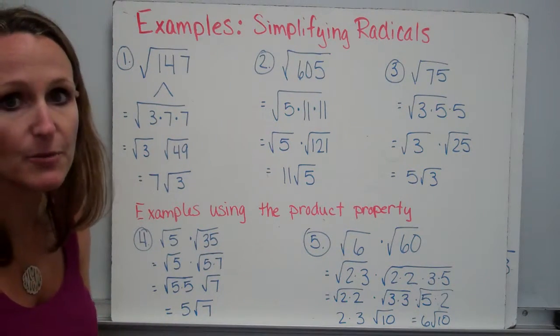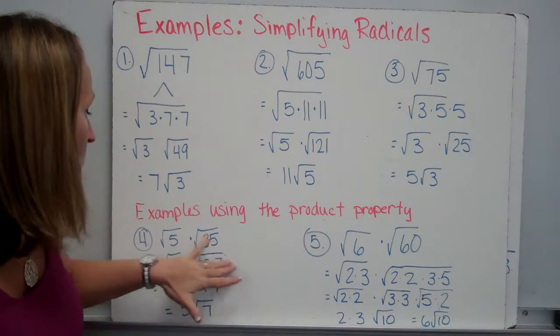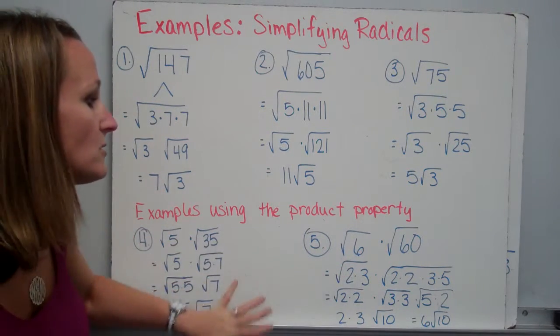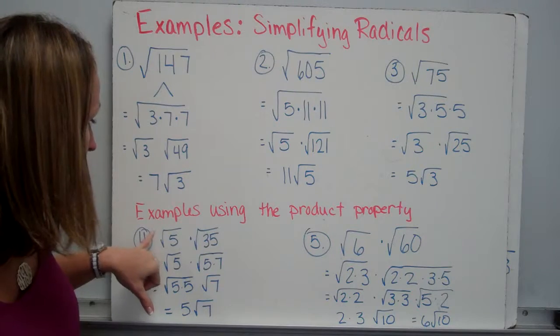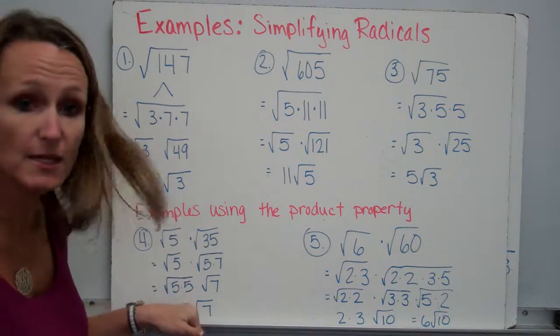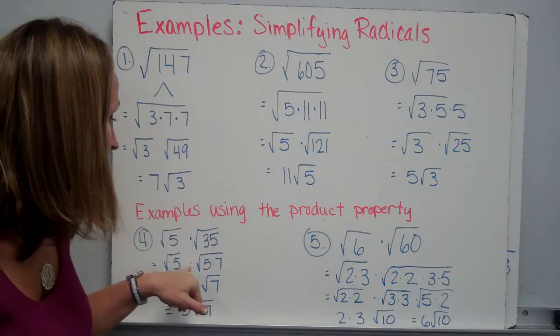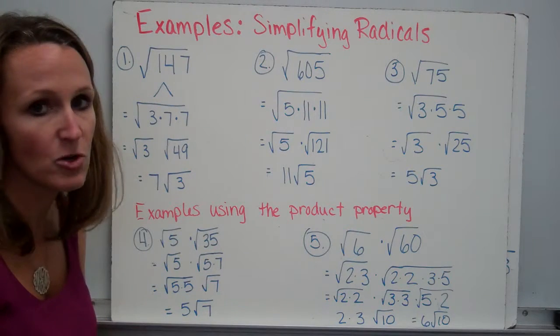Now the nice thing about the product property is that because we're going to involve the commutative property, it tells us we can start moving numbers around under the radical sign. So like here, I said square root of 5 times the square root of 35. Well, when I first look at this, I have square root of 5 times square root of 5 times 7. When I'm looking at it this way, I have no perfect squares.